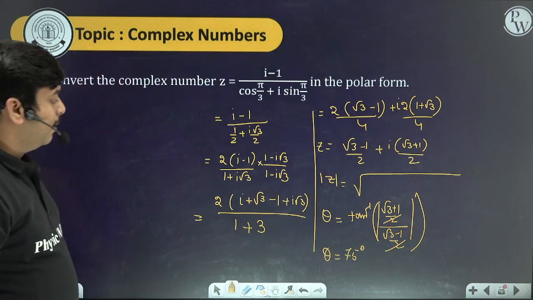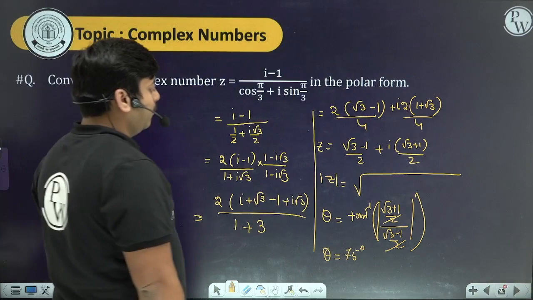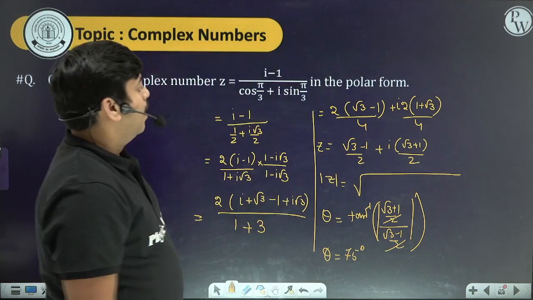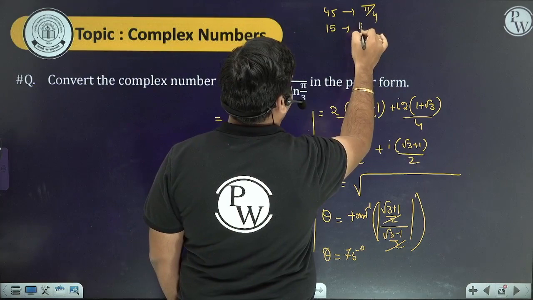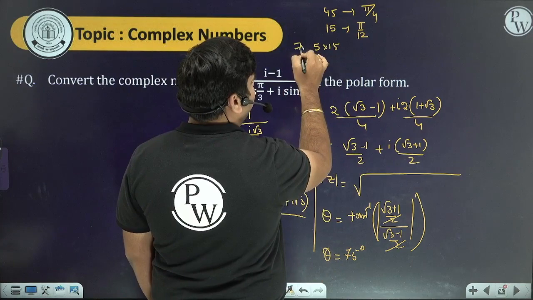I'll try to bring 75 like this. I have 45 degrees as pi by 4, right? I'll use that 45 to bring this 75. See that? So, dividing by 3, I have 15. 15 is pi by 12. And this is 5 times of 15. 5 times of 15 is 75, correct? So, 5 times of 15, 5 pi by 12. Okay, theta is 5 pi by 12.